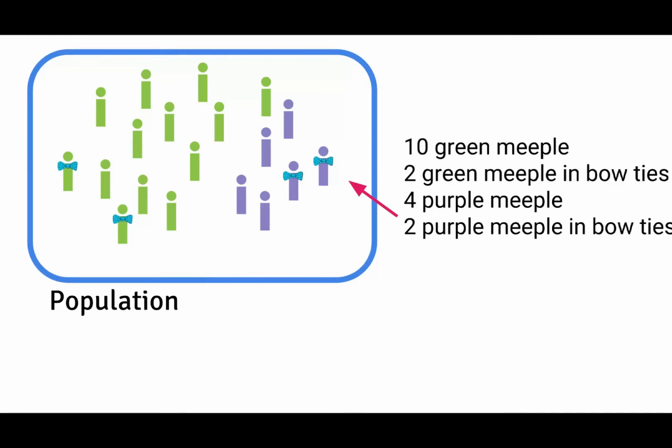We're not trying to say anything about the relationship between color and whether they wear a bow tie or not. We're not trying to infer anything about a broader population. We're just describing what we see.